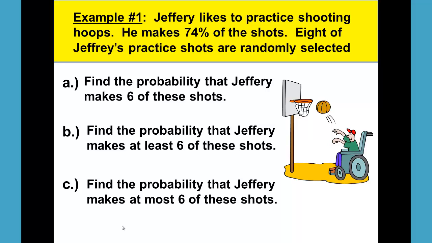Let's jump straight to our example. Jeffrey likes to practice shooting hoops. He makes 74% of the shots. 8 of Jeffrey's practice shots are randomly selected. We'll find the probability that Jeffrey makes 6 of these shots. We'll find the probability that Jeffrey makes at least 6 of these shots. And lastly, we'll find the probability that Jeffrey makes at most 6 of these shots.